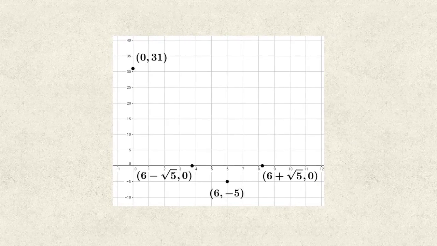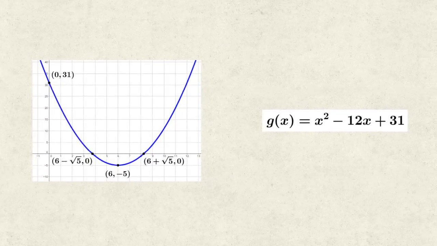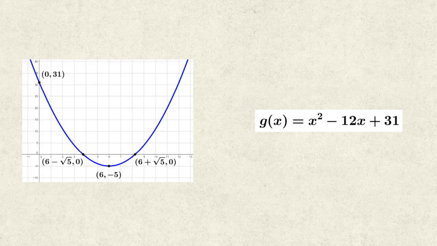We will plot the points that we now know and then proceed to connect all of them with a smooth, continuous parabola. Thus, we have, as you see before you, the graph of our parabola.